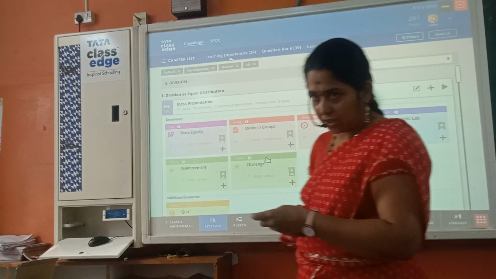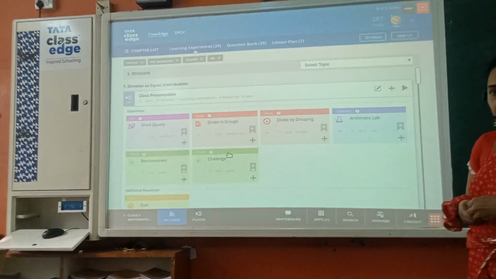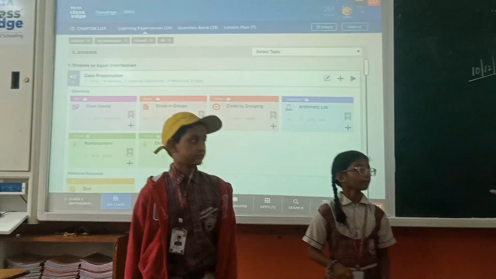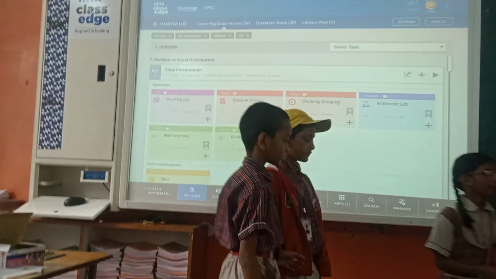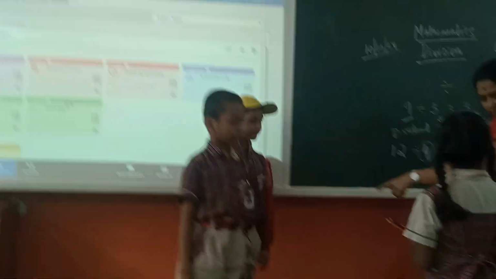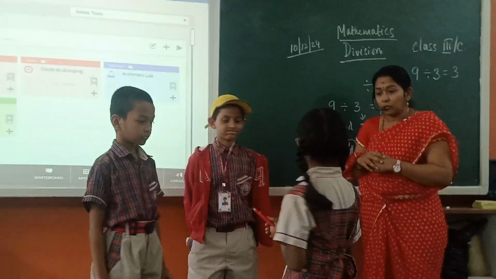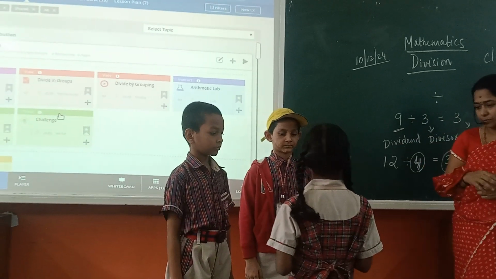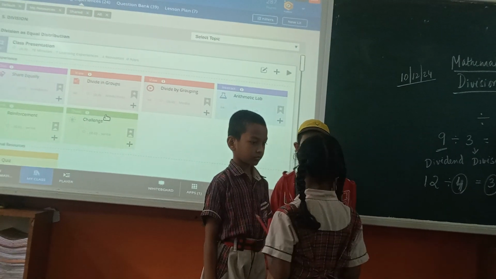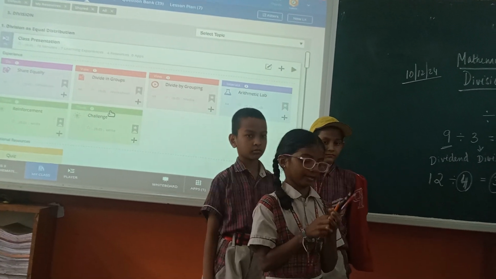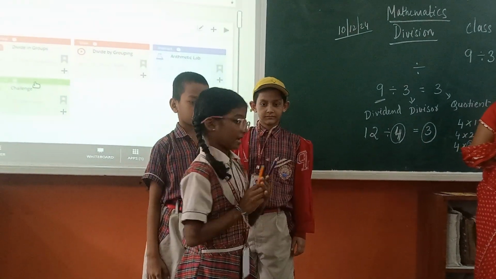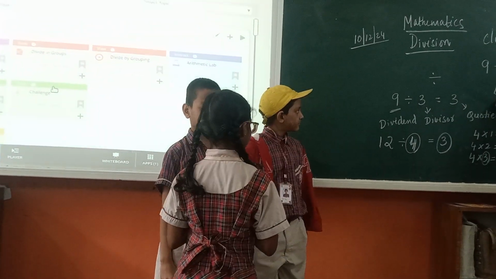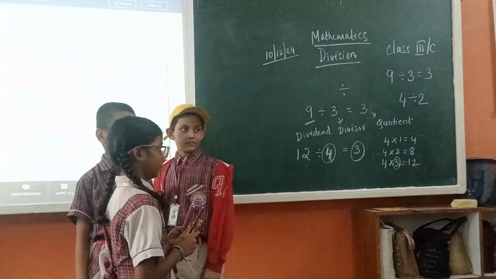Come Nihali, Vedant, come here. Take this, Nihali, and use repeated subtraction. Now we will learn repeated subtraction. You have seen the video, you understood? Stand here. You have to use repeated subtraction and distribute the pencils between these two. You have 4 pencils, right? 2 sets, so 4 divided by 2. Fine, yeah.